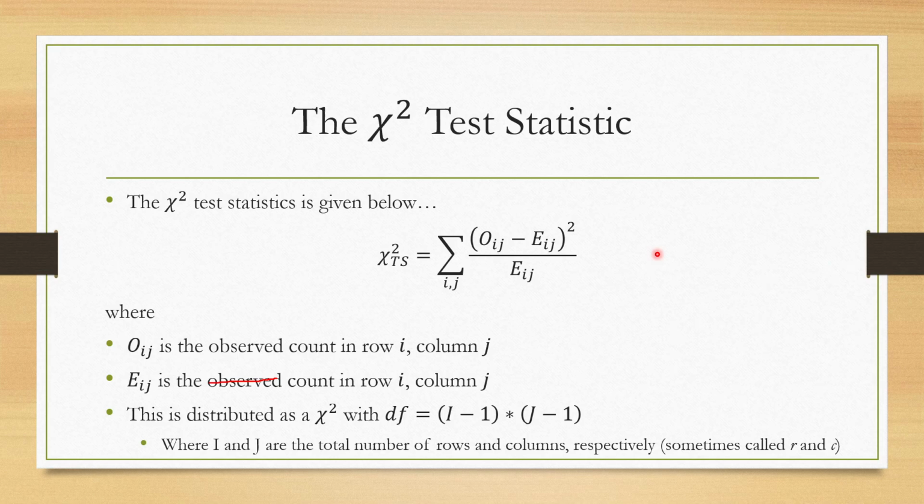As I've mentioned before, we can do this with more than 2 variables, though this tends to be a little bit more complicated. It would still be a chi-squared, but the degrees of freedom would be a little more complicated as well.